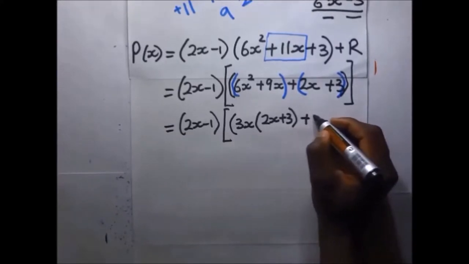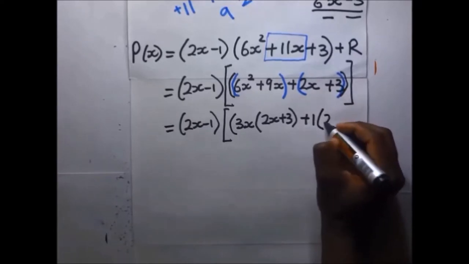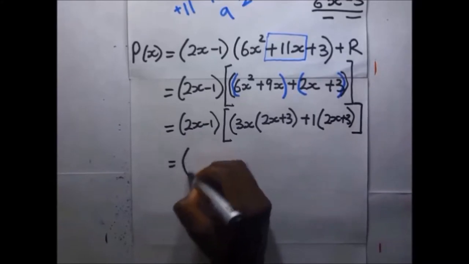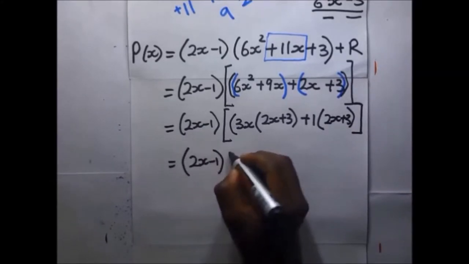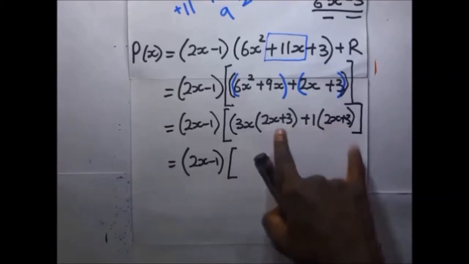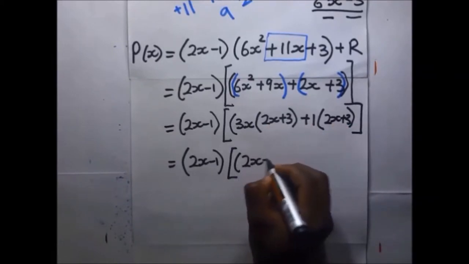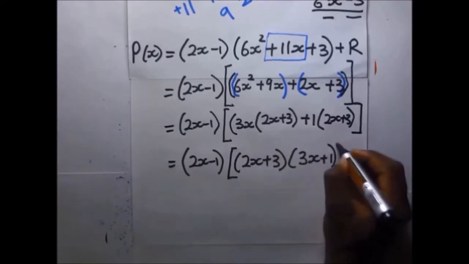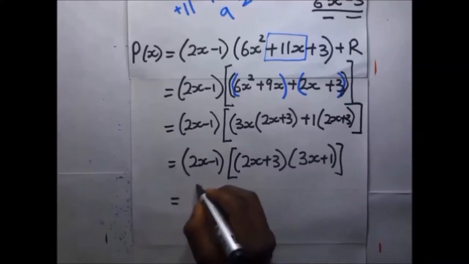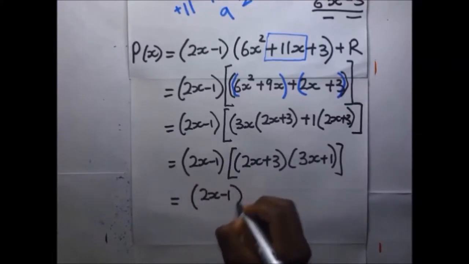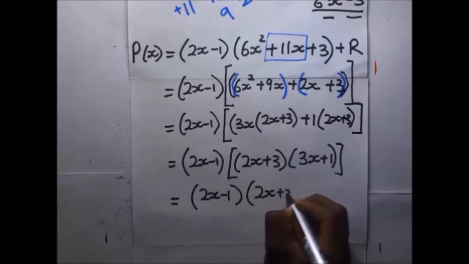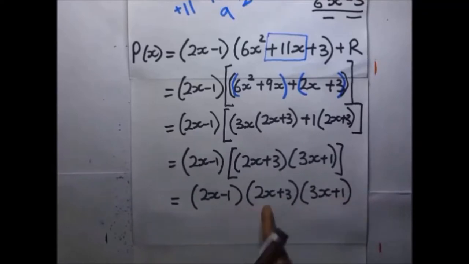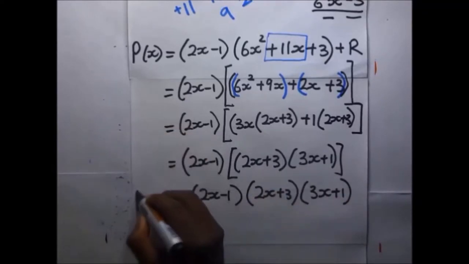That is plus, there's no common factor here, so it's plus 1 into 2x plus 3. So that's going to become 2x minus 1 into, what is inside the bracket is the same, so it's going to become 2x plus 3 into 3x plus 1. And our answer is going to become 2x minus 1 into 2x plus 3 into 3x plus 1. Now these are factors of this polynomial p of x.